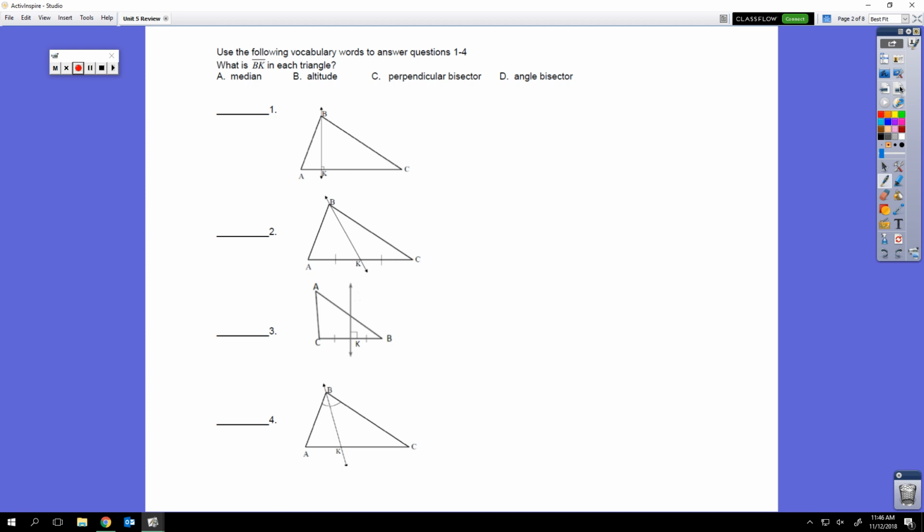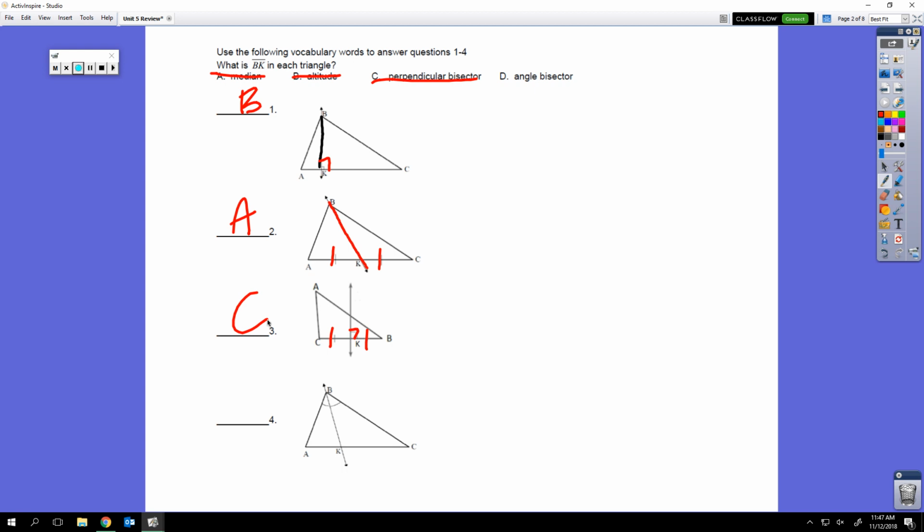So number 1, if we look at BK, you can see that that line it's showing you is perpendicular. So it comes from a vertex and is perpendicular. That means it is an altitude. Number 2, you can see this comes from a vertex, and these little lines tell me that it cuts that side in half, so we call that a median. So that's A. Number 3, you can see that it's perpendicular, and it's also cutting that side in half, which means it is a perpendicular bisector.